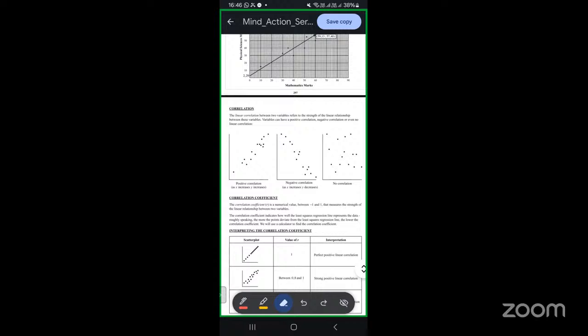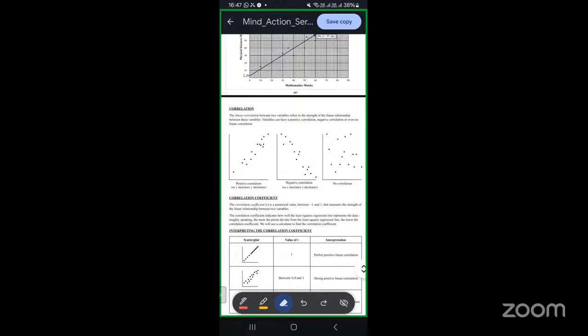Then correlation coefficient now. The correlation coefficient is represented by the small letter r. So wherever you see the small letter r, that is a correlation coefficient. It is a numerical value between -1 and 1. Do you get that part? Once you get something like 10, just know that you did something wrong maybe with the correction of your data. Okay, sir. Yes.